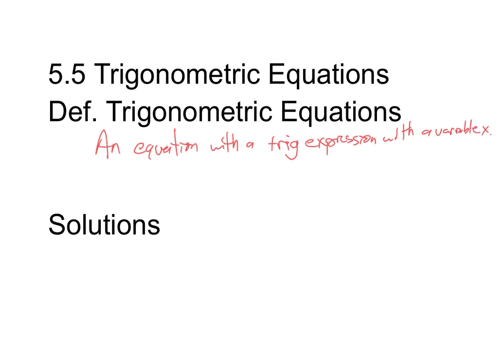So for example, sine squared of x plus cosine squared of x equals 1. That is, the identity that we've talked about, the Pythagorean identity, is a trig equation. Another one that we'll look at in just a second is sine of x equals 1/2.